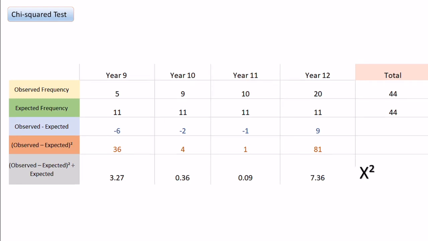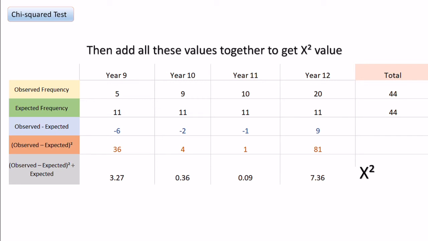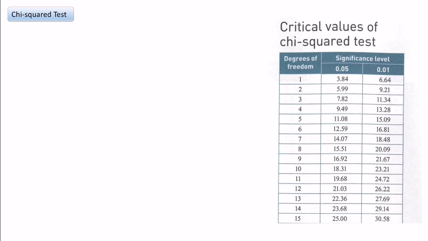Eventually I need to work out what the x squared is, and how I do that is I add all those values I've got in that bottom column. If I add all these up, then I actually get a score of 11.08. So that is what I'm going to test against the critical value.